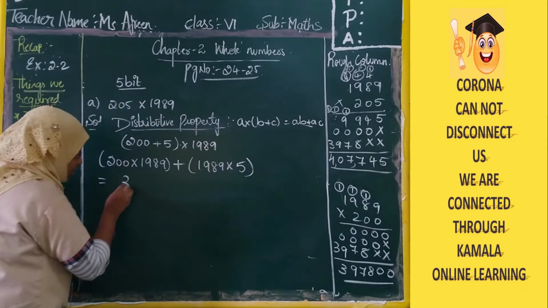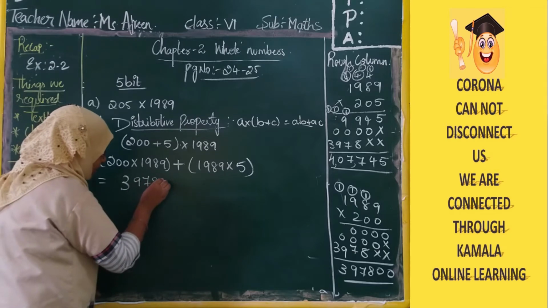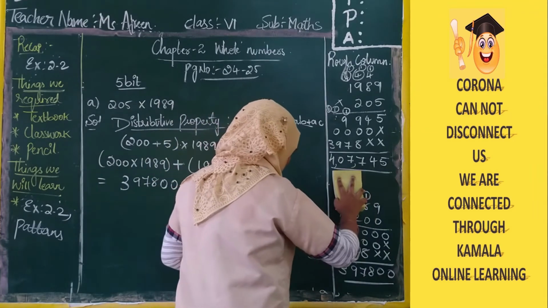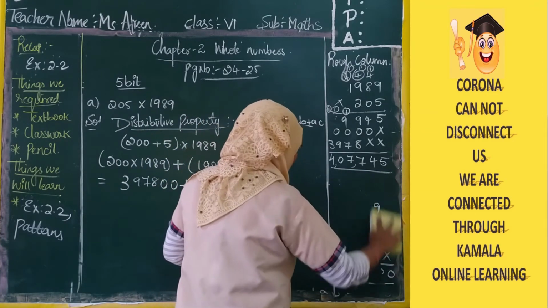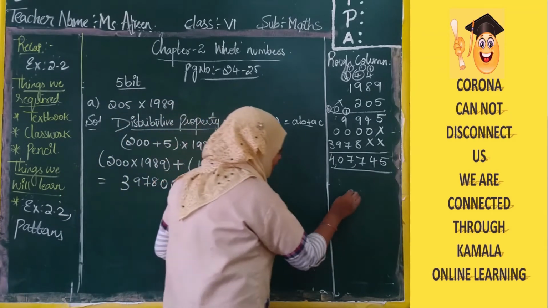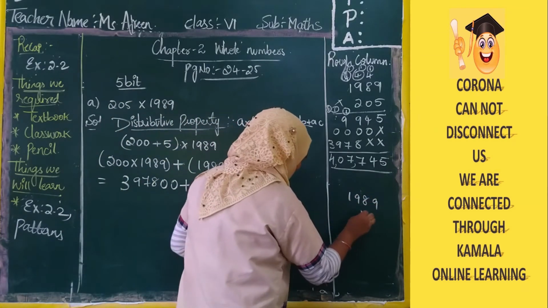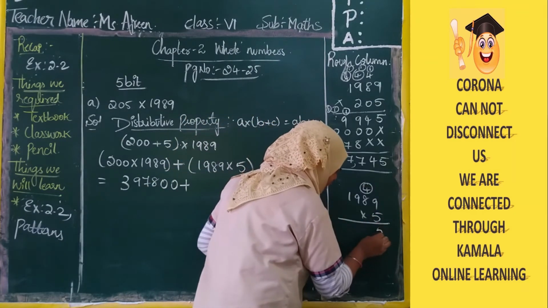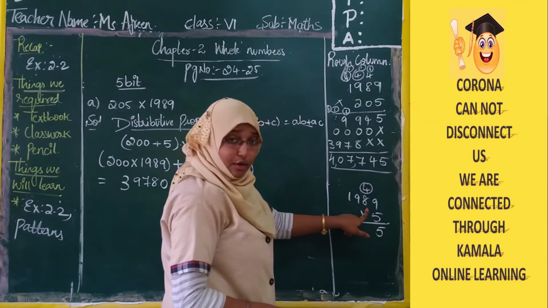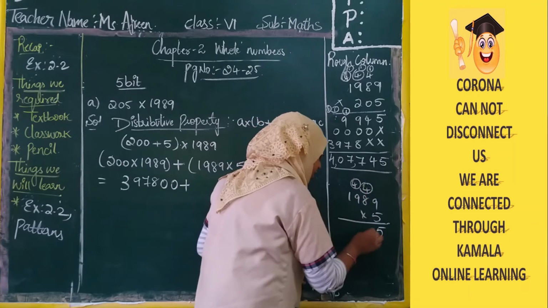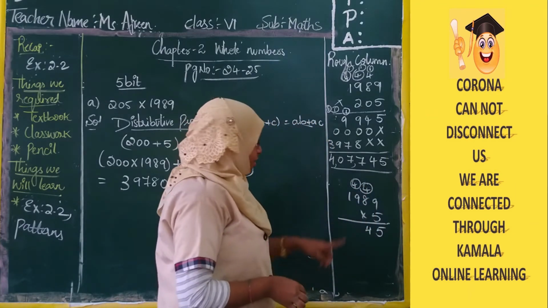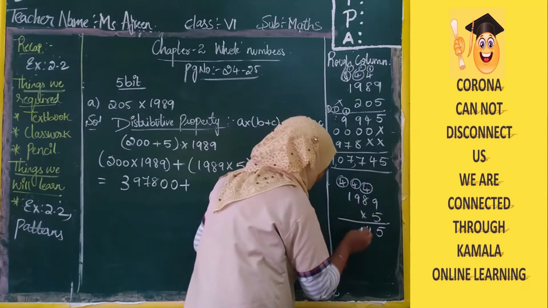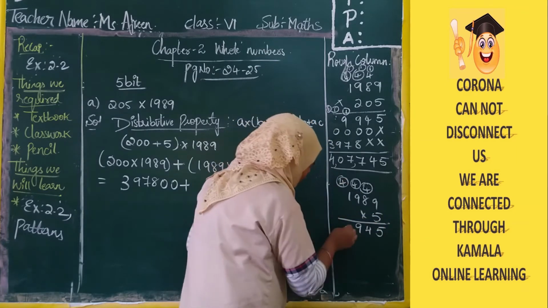So let us write it here: 3, 9, 7, 8, 0, 0, plus. Next, we should multiply 1989 with 5. Now 5 nines are 45. 5 eights are 40, 40 plus 4 is 44. 5 nines are 45, 45 plus 4 is 49. 5 ones are 5, 5 plus 4 is 9.